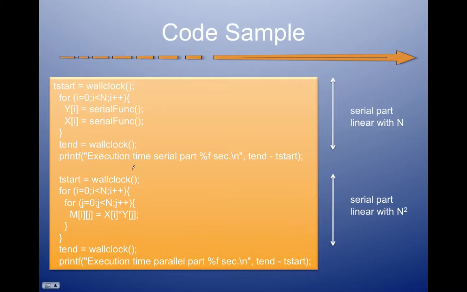So let's take an example. If I take this code here, the complexity of the serial part is n, and the complexity of the parallel part is n squared. Meaning that when n increases, the proportion of time spent in the serial part decreases, whereas the time spent in the parallel part increases. So the potential for more speedup increases as n increases.